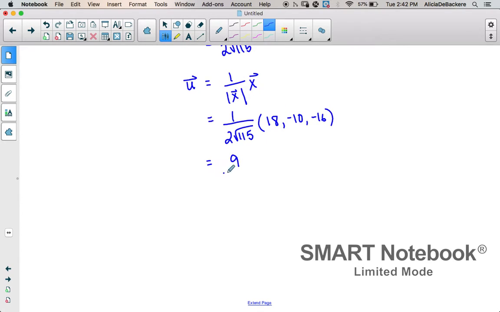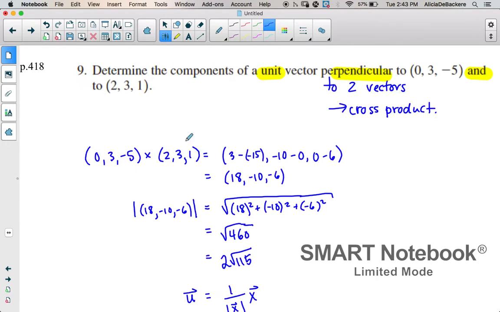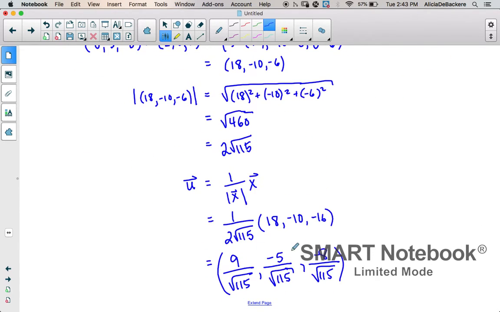So I'm going to get 9 over root 115, comma, and this is all one vector. And then negative 10 divided by 2, that's negative 5 over root 115. And then negative 16 over 2, that's negative 8 over root 115. All right, then next, I think that was it for that question, yeah? Yeah, that's my final answer there.